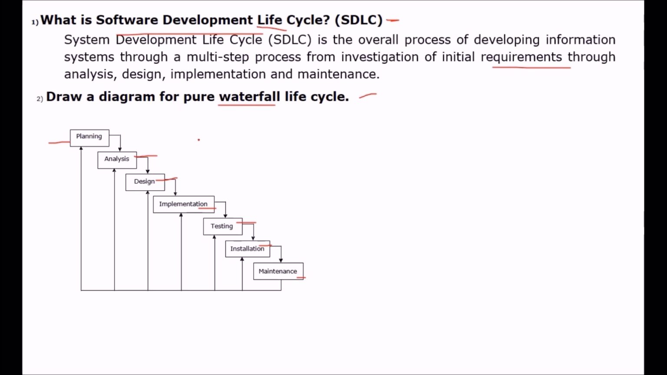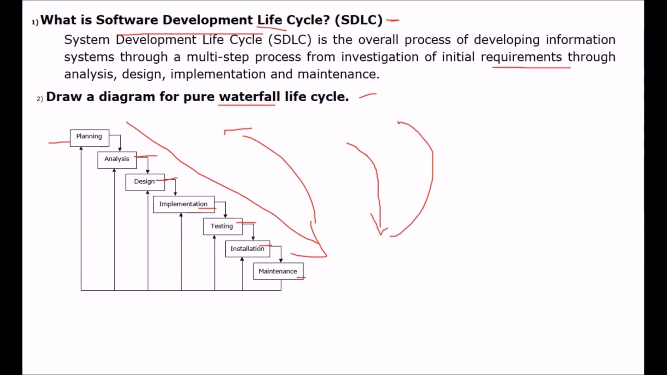And the cons are, because once the requirements are frozen and once you start the process or you start the phases, you cannot go back. So if a requirement comes at a later stage, there is no point of changing, because as the water flows, it will not come backwards. This is not possible.